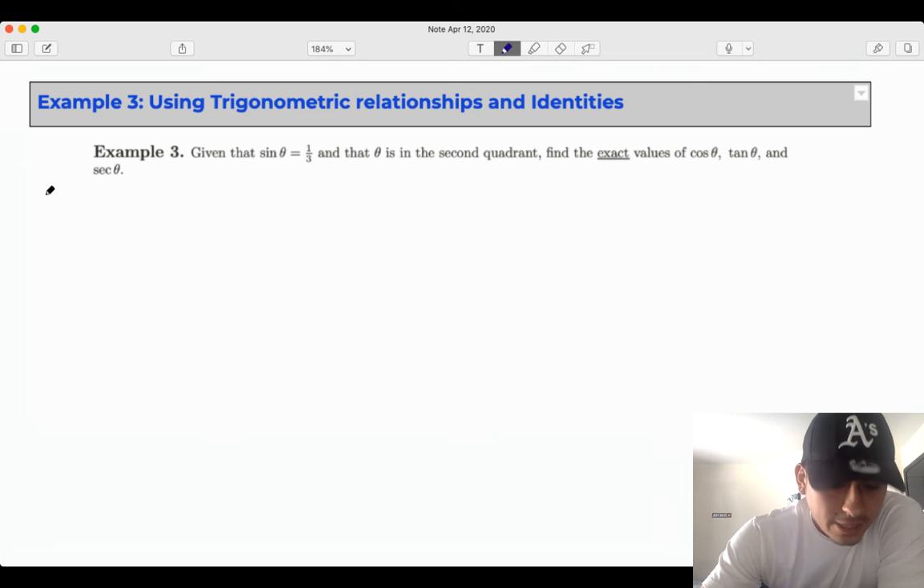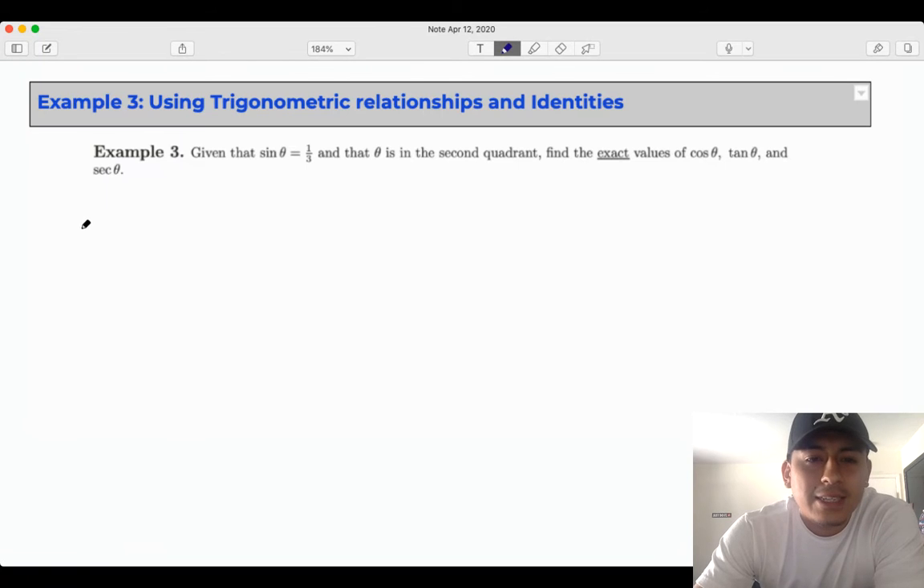All right, example 3. So it says, given that sine of theta is equal to 1/3 and theta is in the second quadrant, find the exact values of cosine theta, tangent theta, and secant of theta. In order to do this, we're going to be using our trigonometric relationships and the Pythagorean identity.